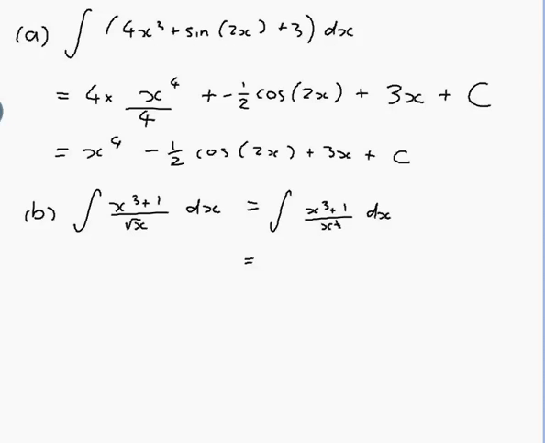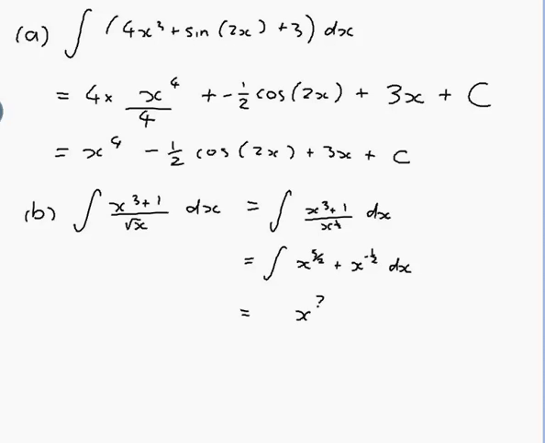Expanding a division works the same as expanding brackets. That's x cubed on x to the half plus 1 on x to the half. So x cubed divided by x to the half would be x to the 3 minus a half. So you subtract powers when you divide. So that would be x to the 2.5. So x to the 2.5, which would be 5 halves, plus 1 on x to the half would be x to the minus a half dx. And that I know how to integrate, because I just use the ordinary rule.